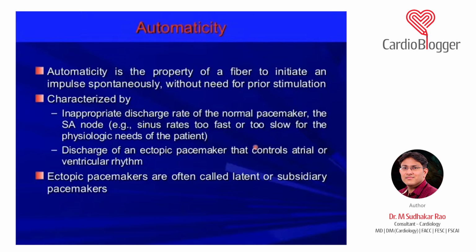Suppose, for example, that in ischemia and myocardial infarction, various ventricular myocytes start behaving as pacemaker cells. That is, they become ectopic cells. They get the property of a pacemaker cell, and they start showing automaticity. So it is characterized by either an inappropriate discharge rate of a normal pacemaker, that is the SA node, which starts discharging either very fast or very slow, or the discharge of ectopic pacemakers that control the atrial or ventricular rhythm. These ectopic pacemakers are known as the latent or subsidiary pacemakers.